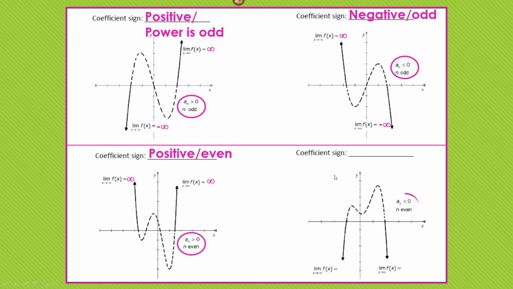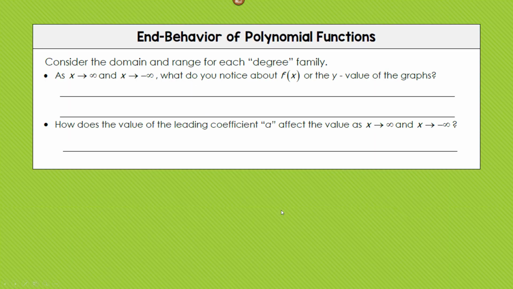Okay, if that leading coefficient is negative and the power is even, then it's down on both ends. All right, and so we can tell about the end behavior based on the degree of the polynomial, whether it's even or odd, and then also we're going to look at the leading coefficient to see if it acts like that basic function of x cubed or x squared, or if it's going to be flipped over the x-axis.